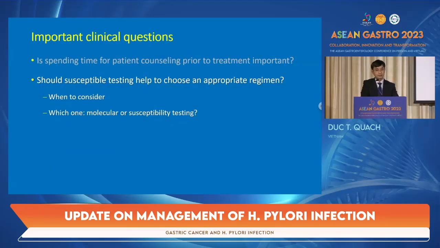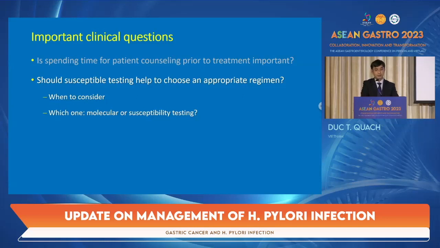Another important question is whether susceptibility testing should help to choose the appropriate regimen, because H. pylori is an infection, and treatment for the infection should ideally be based on susceptibility testing. And if we use it, when to consider it and which one. Now we have molecular testing, especially after the COVID-19 pandemic, a disaster, but it also gave the opportunity for more hospitals to have the machines and the PCR equipment so that we can have the test more widely.